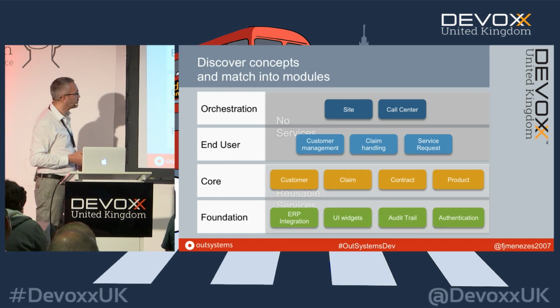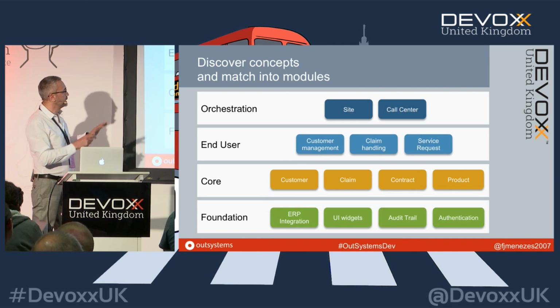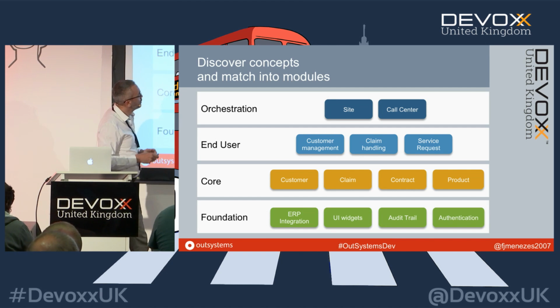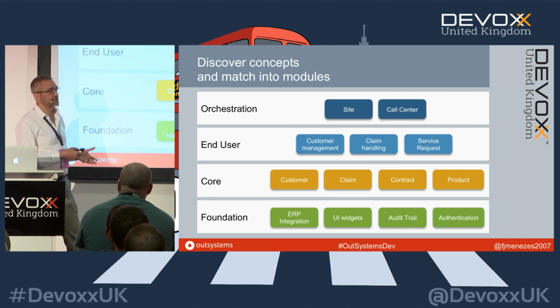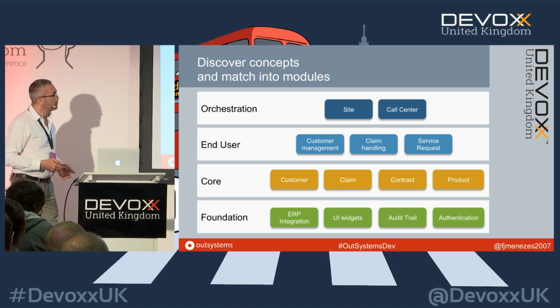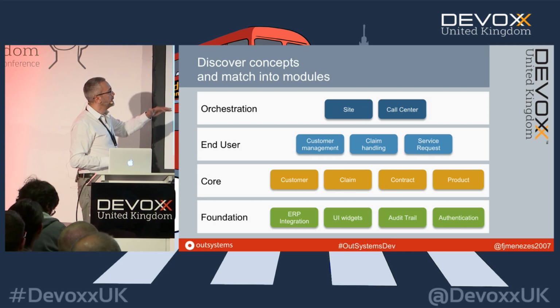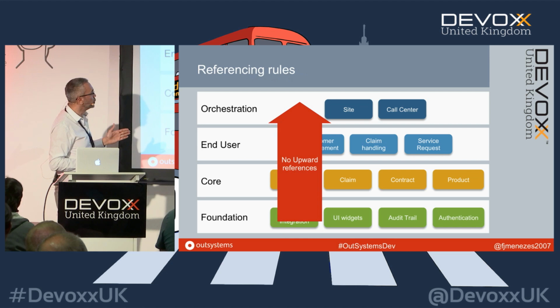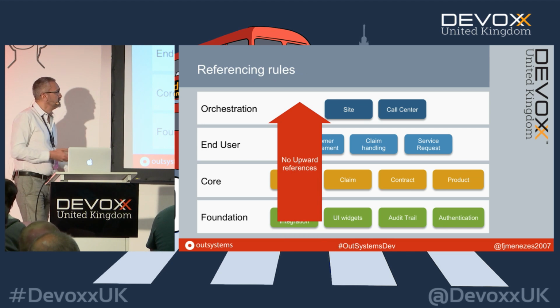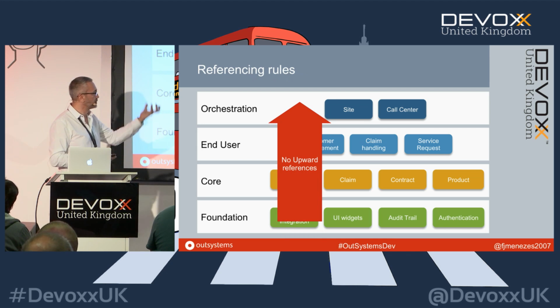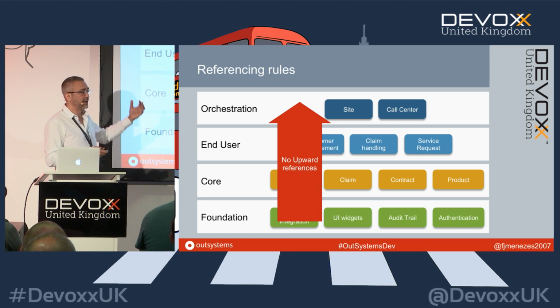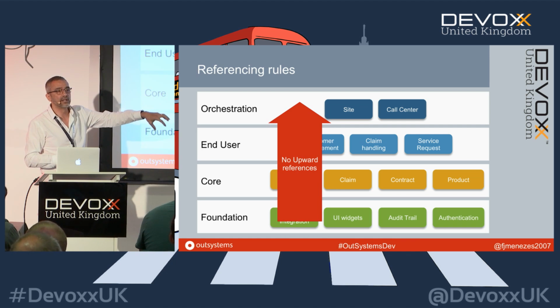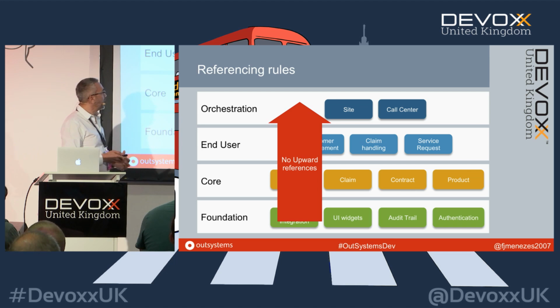So you end up with a neat blueprint of your architecture, of the solution you're going to implement, but of course, you need to follow some rules. For instance, this one is quite obvious. You should not have upward references. Otherwise, you would be violating the proper isolation of all those concepts.